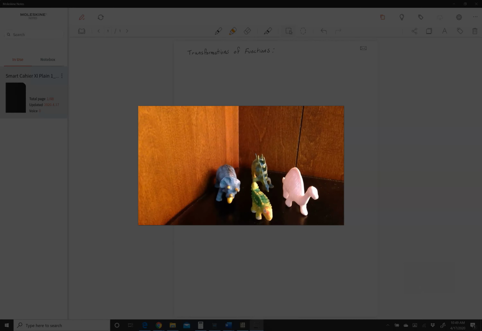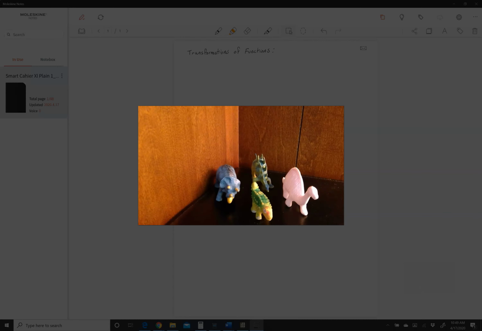So we're going to be talking about something that we can do to functions. We've talked about all different kinds of functions: linear functions, absolute value functions, quadratics, polynomial functions, exponential, logarithmic, reciprocal functions. The only type of function that we have left to talk about this semester is trigonometric functions. But I thought it seemed to make more sense to talk about transformations of functions first.